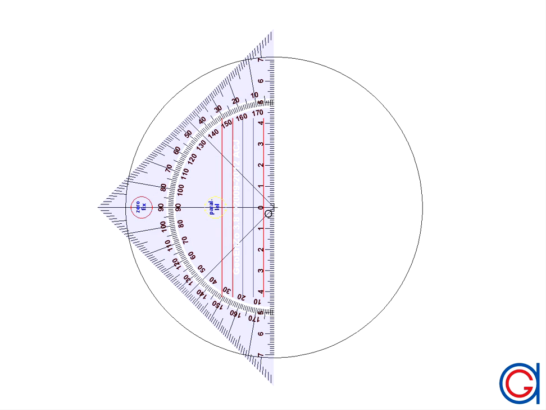Hello, let's draw a regular pentagon inscribed in a given circumference. The first thing we are going to do is to draw a vertical diameter, which cuts our circumference at points A and P, as can be seen here in the video.